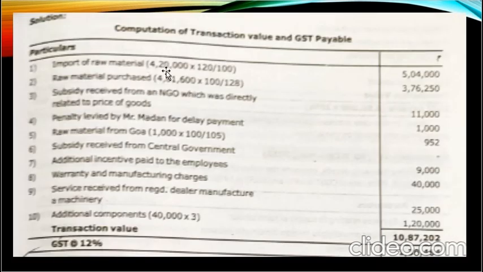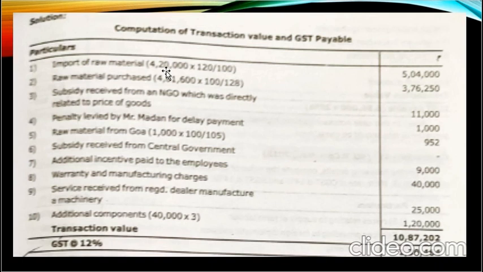So now 4,20,000 is for 100%. Then for 120%, how much is it? So how did we get 120? 20% is BCD. Then 4,20,000 is excluding BCD. So for 4,20,000, 100 plus 20% BCD will give you 120. For 120, we need to find out what is the amount.